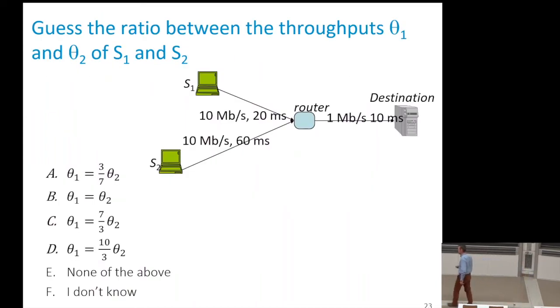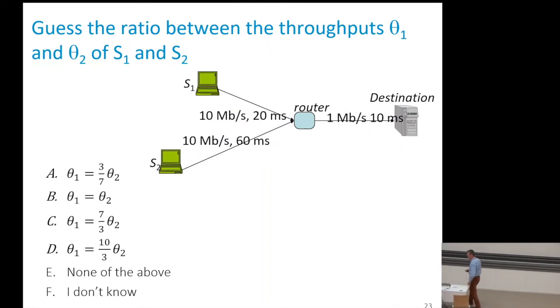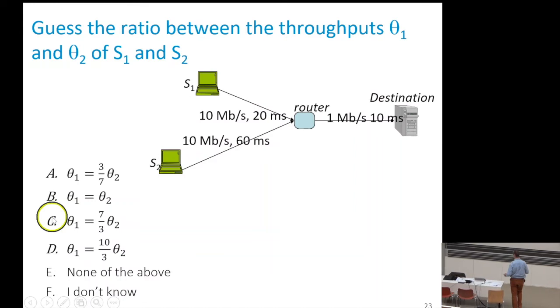So let's continue with the example we saw a minute ago, and let's be a bit more mathematical. What will be the ratio? Is it possible to say something about the ratio of those two sources here? And the correct answer is C.